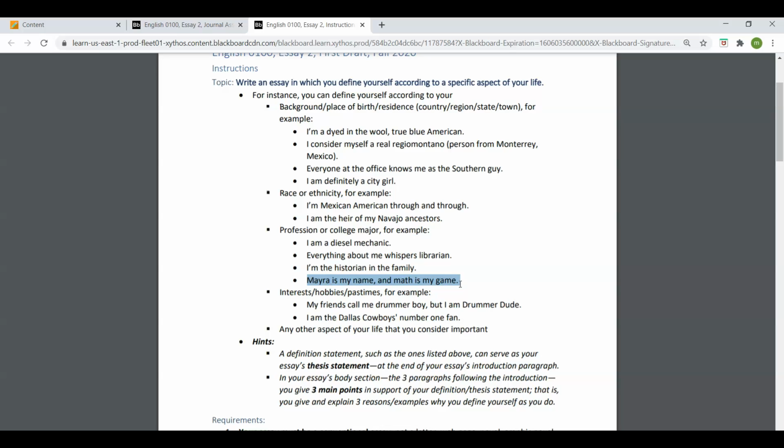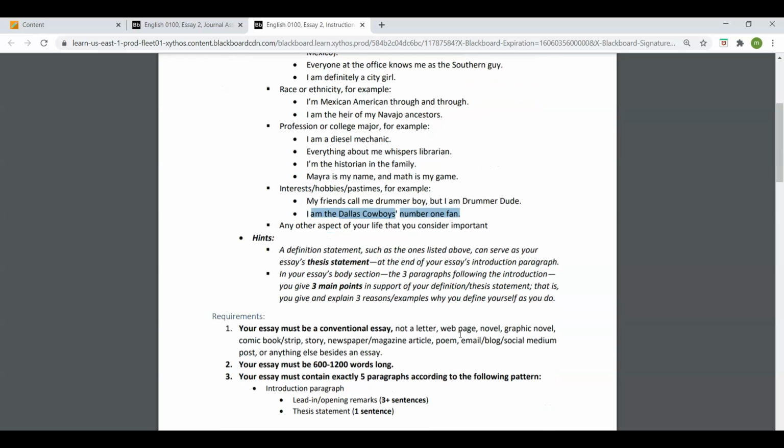In other words, everything you do and everything you say in your essay points back to the fact that you're a nursing major. You do everything the nursing way, right? You do everything in a way that shows that you're a nurse or that you're going to become a nurse, all right? Just like this person here says, I am the Dallas Cowboys #1 fan. So every paragraph will prove that this person is a really diehard Dallas Cowboys fan, okay? All right, so whoever that is.